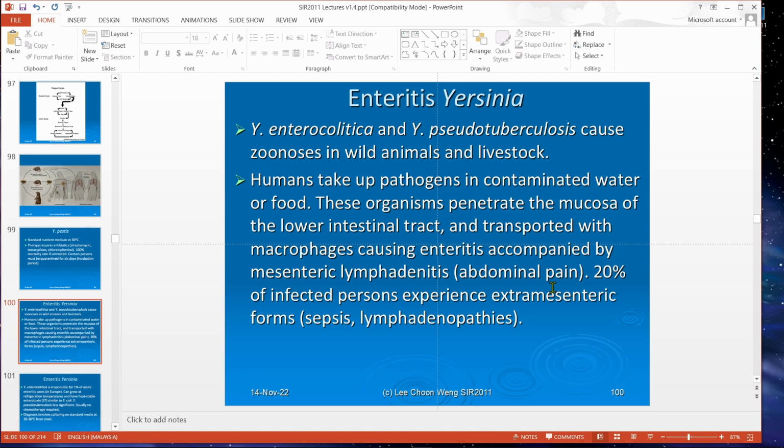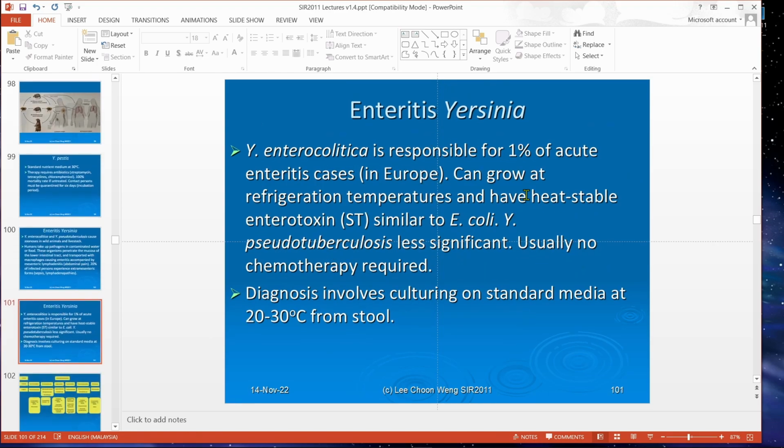So other than Yersinia pestis that causes bubonic plague, you also have enteritis Yersinia that causes gastrointestinal diseases. Okay, so this is when you ingest the bacteria and it causes abdominal pains. So this is more important in Europe, okay, temperate countries.